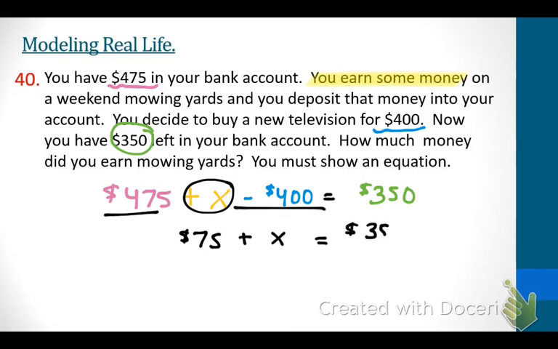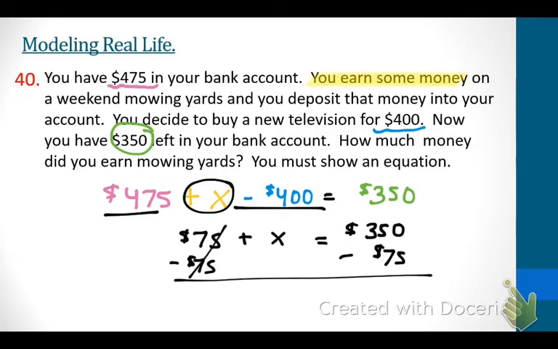Everyone identify the variable? X. What's not allowing X to be alone? So what do I do to that $75? Minus it. Let's go ahead and subtract $75 on both sides. On the left side, it's X. Jordan, what's 350 minus 75?